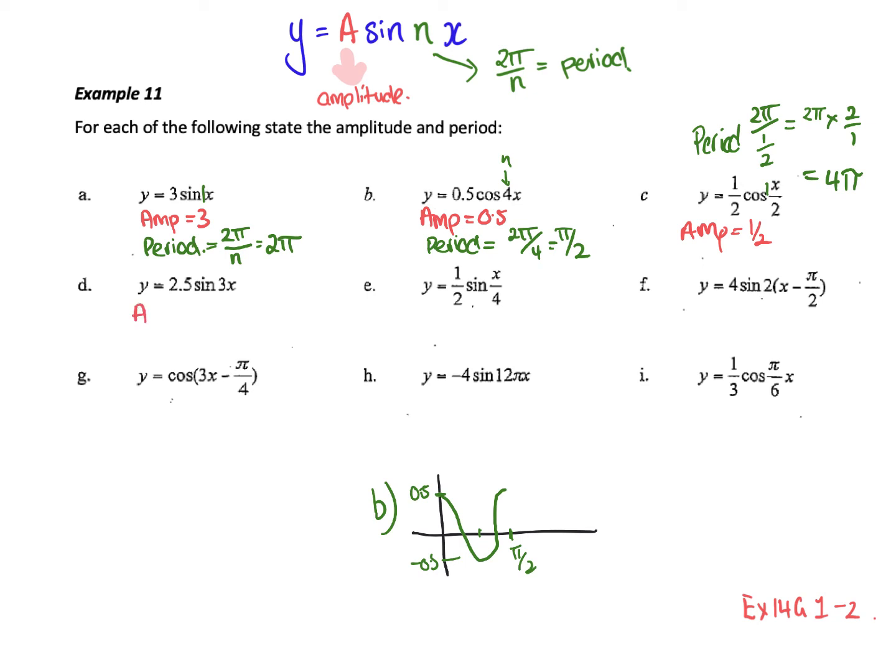All right, I'm going to ask someone. Zach, what's the amplitude of this one? It's 2.5. Awesome. And Daniel, what's the period?